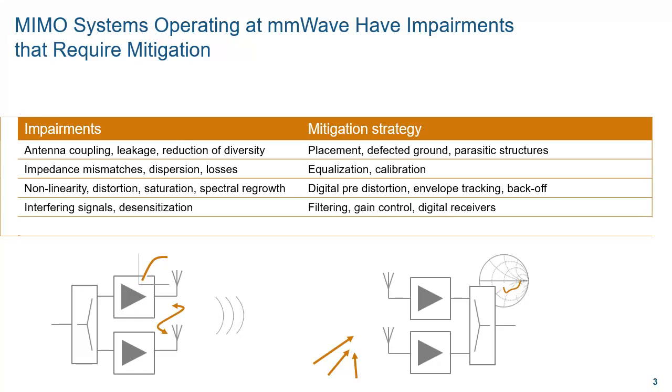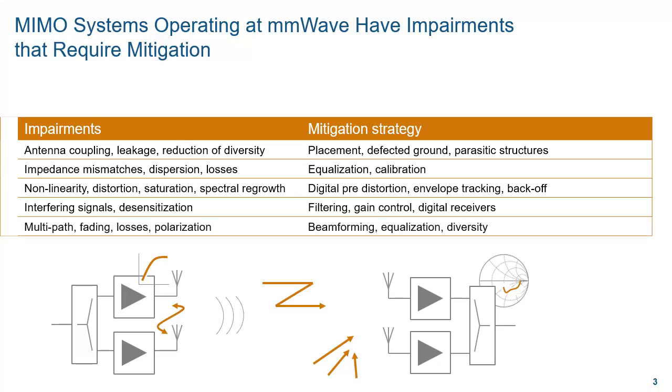Moving to the receiver side, as we operate on large instantaneous bandwidth, interfering signals might become critical. And if interfering signals have high power, that might cause desensitization on the receiver side. So typical mitigation strategies might include filtering either through filters or beamforming, gain control, or even moving towards digital receiver architectures to perform the interference mitigation in the digital domain.